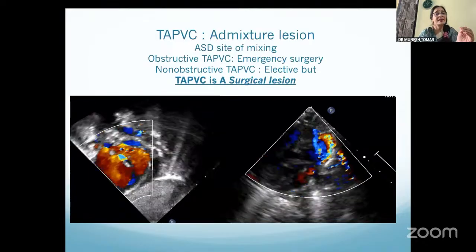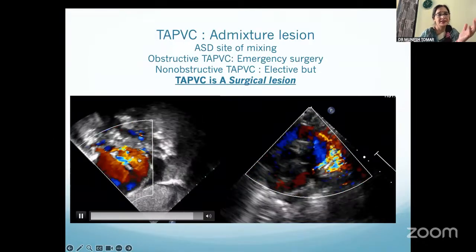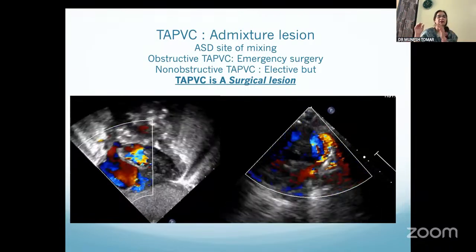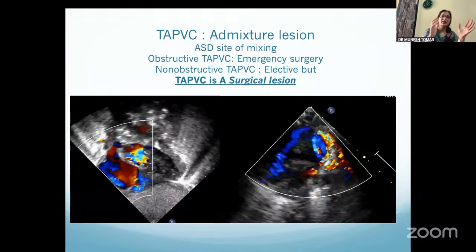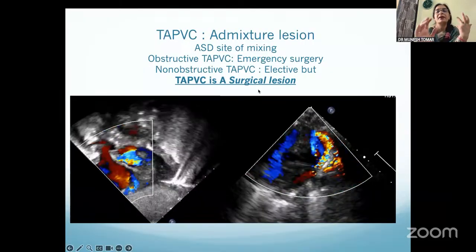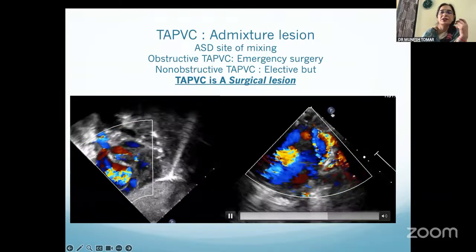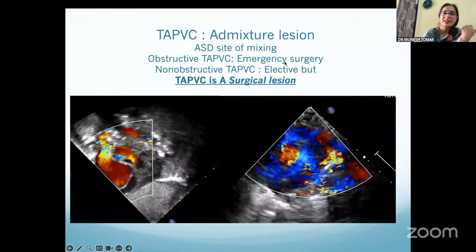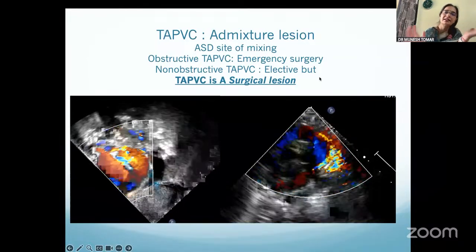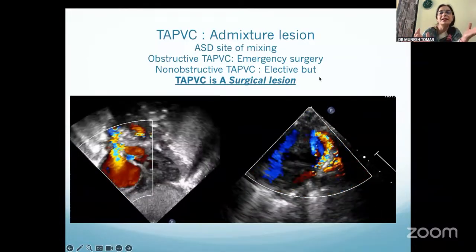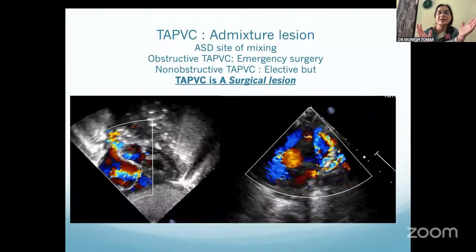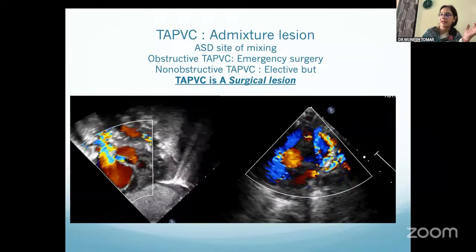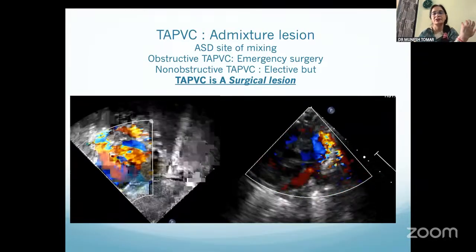TAPVC: you have all pulmonary veins forming a confluence and joining somewhere into a systemic vein. It can be to the IVC, it can be to the SVC, anywhere. Wherever it is, you can define it by echocardiography. If it is with obstruction, like in this turbulence, it means it is obstructed. Emergency surgery. If non-obstructive, elective surgery, but it is surgery only. There is nothing like medical stabilization in these patients. Medical stabilization means neonatal care, so just ICU care, fluid electrolyte balance, and then you go for the surgery in these babies.